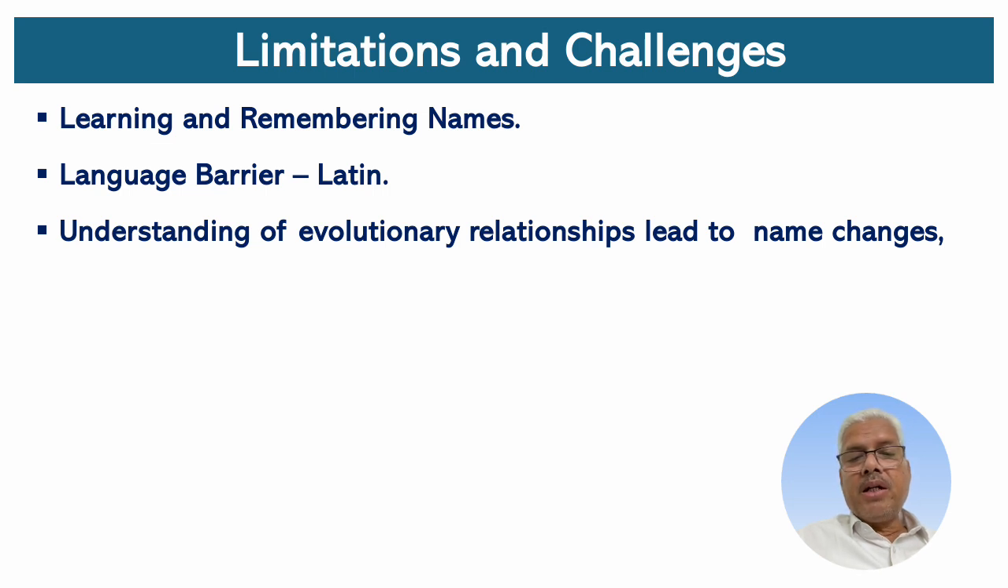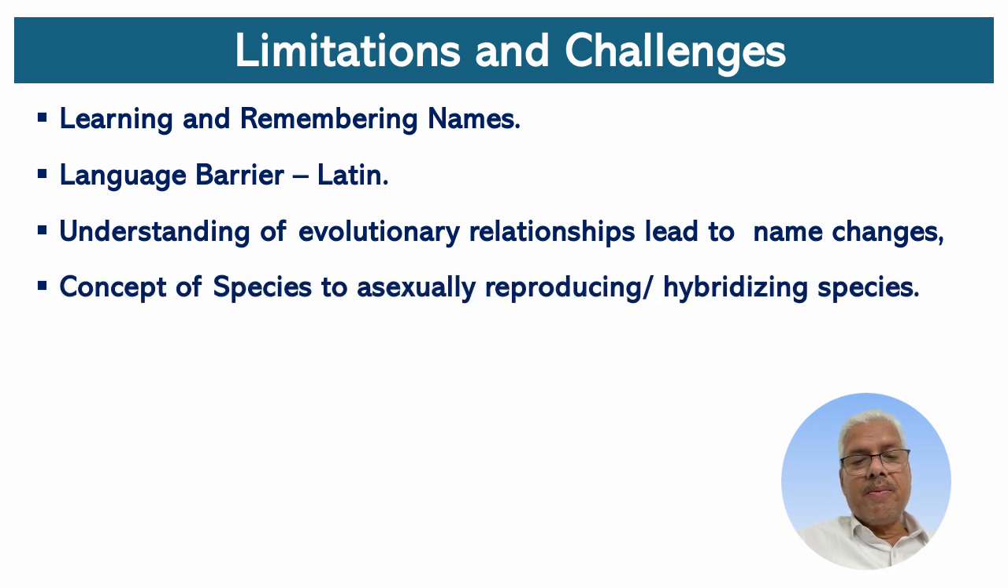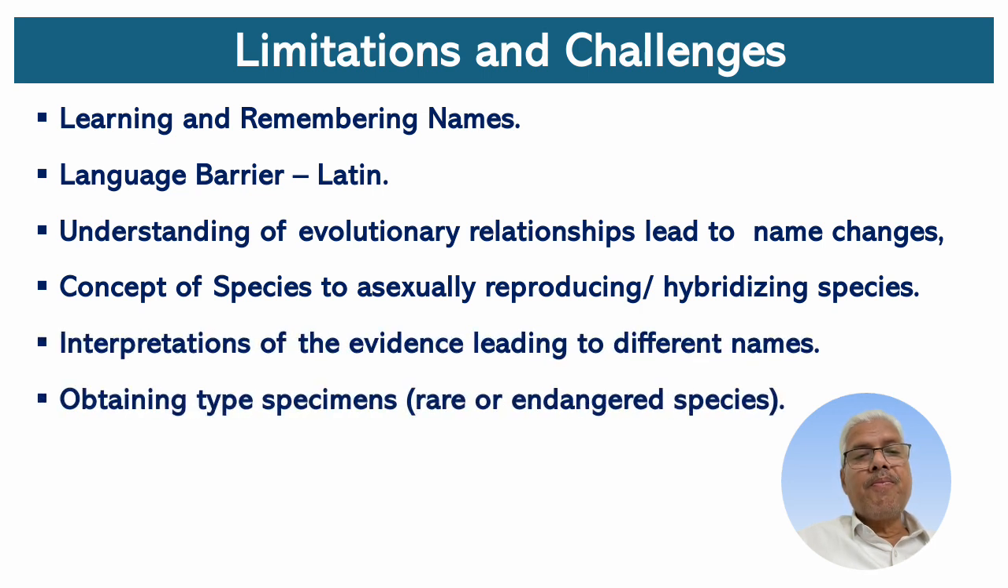As our understanding of evolutionary relationships improves, classification can change. This can lead to changes in scientific names, which can be confusing, especially if older literature is consulted. Defining what a species actually is can be complex and contentious, especially with organisms that reproduce asexually or hybridize frequently. This can make it difficult to decide where to draw the line between species and subspecies, leading to disagreements among taxonomists.